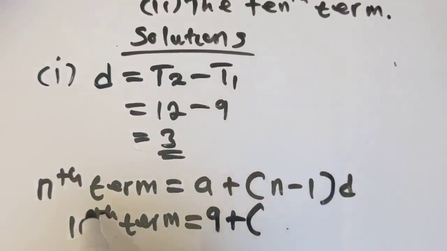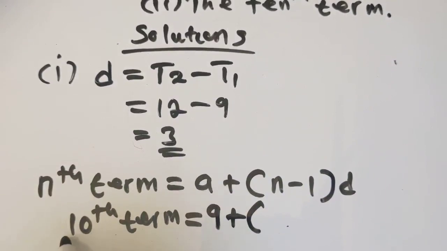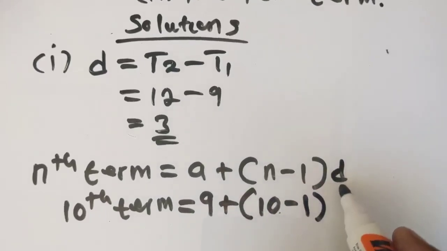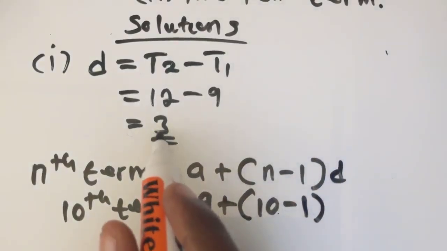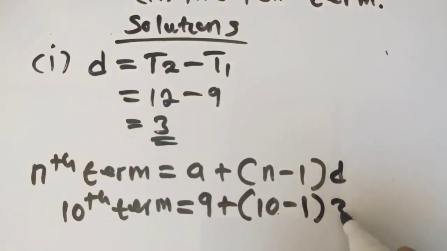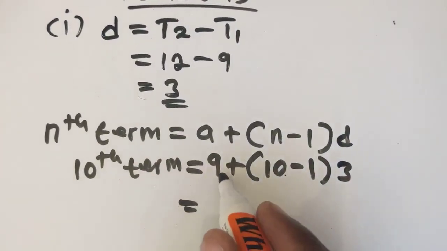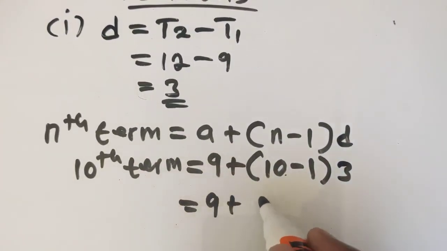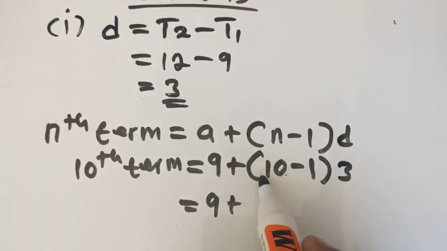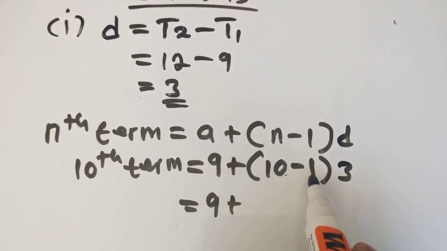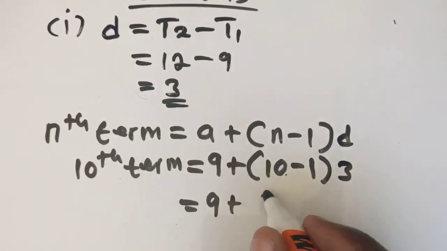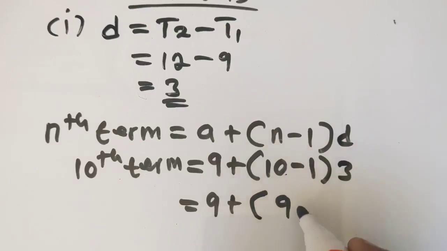What is n? We said that we are looking for the 10th term, so you put 10, then minus 1. You close the bracket. What is the common difference? We had found that it is 3, so you put the 3 here. Then you start with the one that is in the bracket. That is the procedure there. 10 minus 1 is 9.